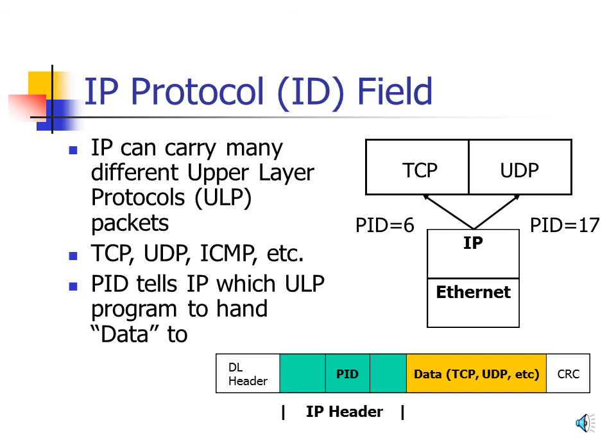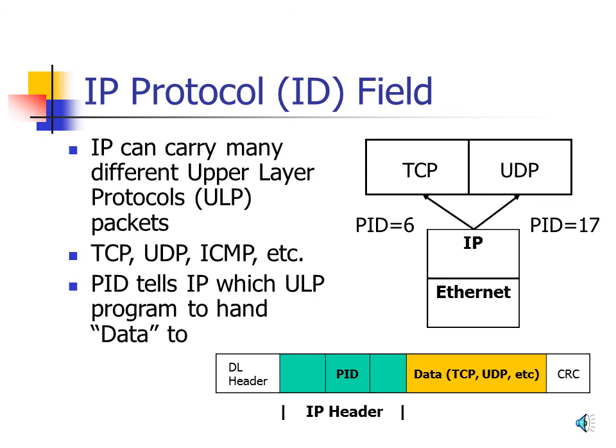So when the IP program receives an IP packet, it looks in the protocol ID field. If the protocol ID field tells it's a TCP packet, it takes the contents of the IP packet and gives it to the TCP program for continued processing. If the protocol ID field tells it's a UDP packet, then it would give the contents of the IP packet to UDP for continued processing.